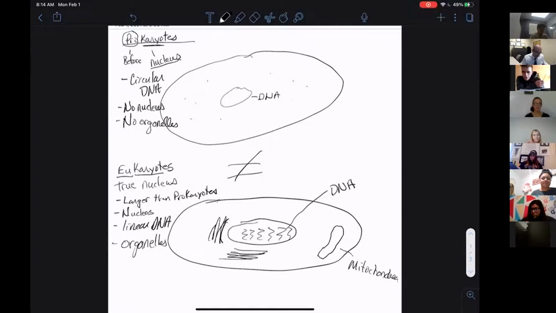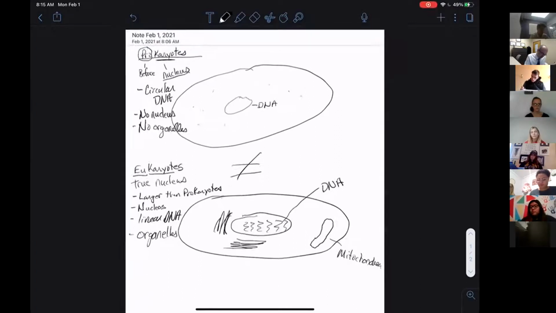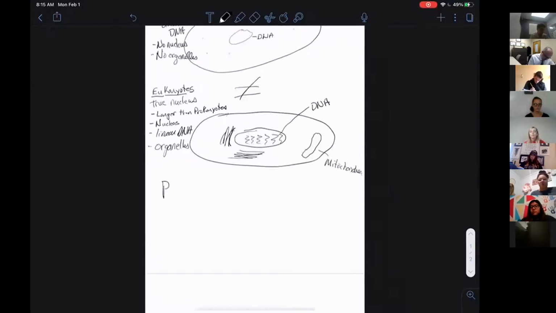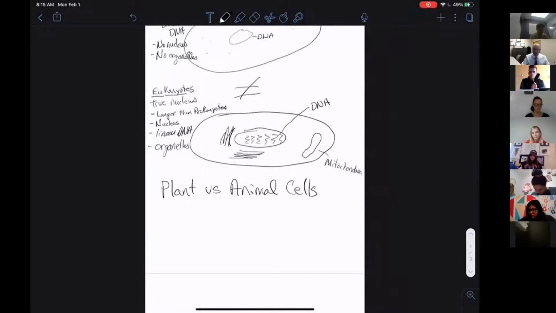All right. The next thing I want to mention really quickly is the difference between plant and animal cells real fast. And then I'm going to have you draw me a picture. Let me put this up. Now, plant and animal cells are both going to be eukaryotic cells because they both have true nuclei. They have a nucleus, and they have all of these other things that fall under the eukaryotic group.